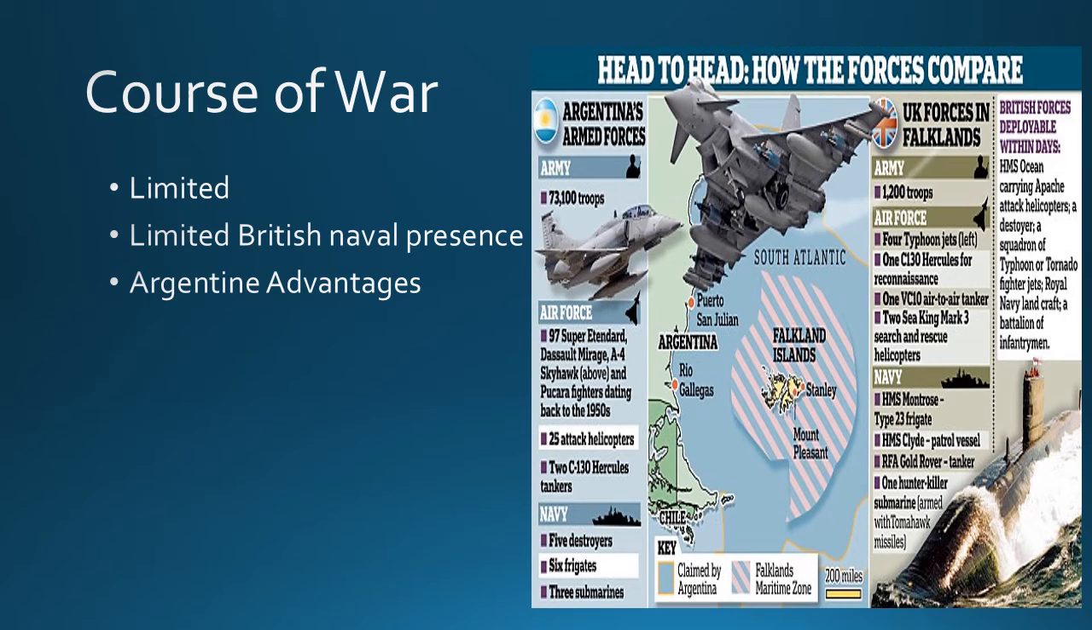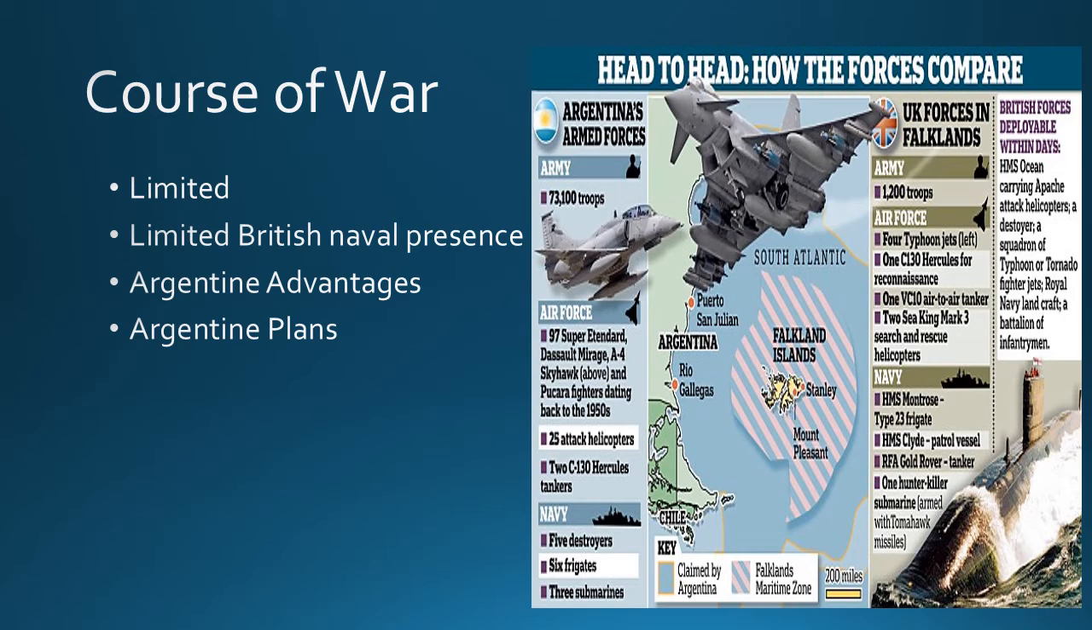Now, as far as thinking about this war in general, we want to remember, and this map shows it here, Argentina is only about 300 miles from the Falklands. Britain, 8,000. So a much quicker route from Argentina to the Falklands, which is much more helpful as you're trying to establish supply lines, get things over there, etc. So that's the biggest advantage for Argentina.